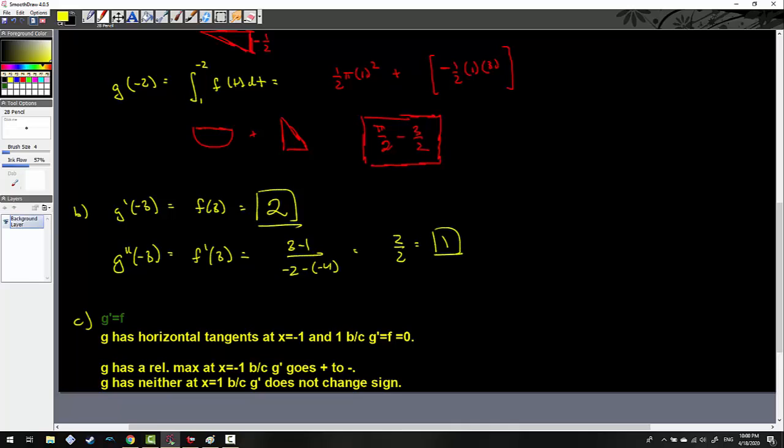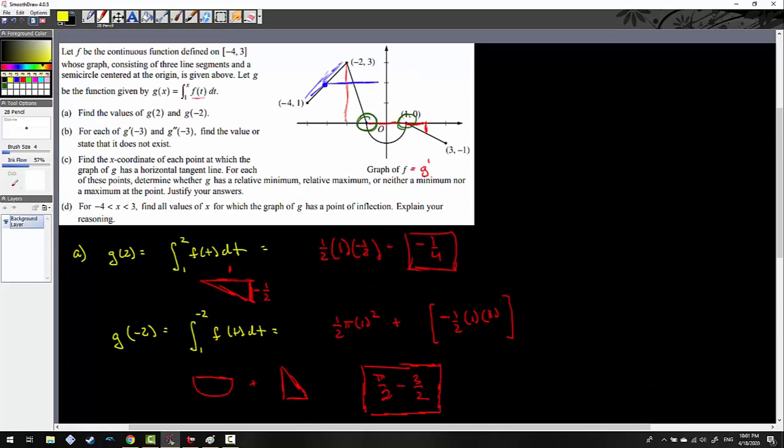All right, let's talk about D. Part D says for negative 4 to 3, find all values of x for which the graph of g has a point of inflection and explain your reasoning. Okay, well, for points of inflection, we will use the second derivative. In other words, we will use g double prime. In other words, we will use f prime, or the slope of the graph that we are given, to determine points of inflection. So remember, g double prime or f prime will change signs when we have a point of inflection. So where does that possibly happen?